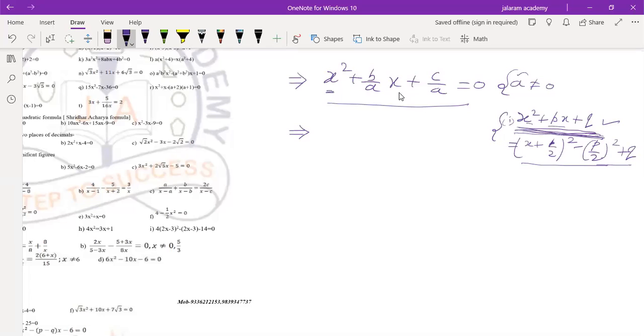X square plus px plus q equals to x plus p by 2 whole square minus p by 2 whole square plus q. Understood? Read these two lines again.